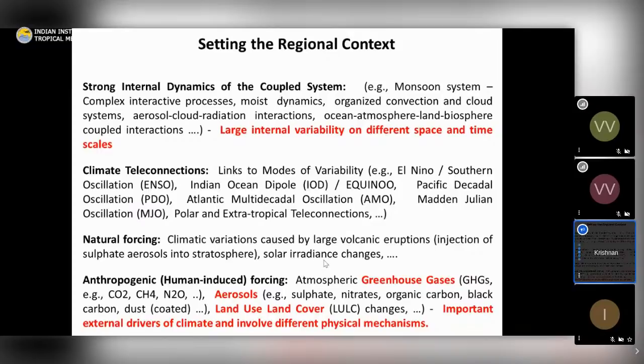Natural forcing: we also know of climatic forcing variations caused by large volcanic eruptions, which inject sulfate aerosols into the stratosphere, and solar irradiance changes due to the solar 11-year cycle, and what their impacts are. And then anthropogenic forcing. There's human induced change due to greenhouse gases like carbon dioxide, nitrous oxide, methane, aerosols, both sulfate, nitrates, organic carbon, black carbon, dust, land use, land cover changes, changes in the forest cover. They are all important external drivers, and they involve different physical mechanisms. The mechanisms of GHG induced impact are different from the way aerosols impact. So we have to keep these things in mind and also understand the regional context.